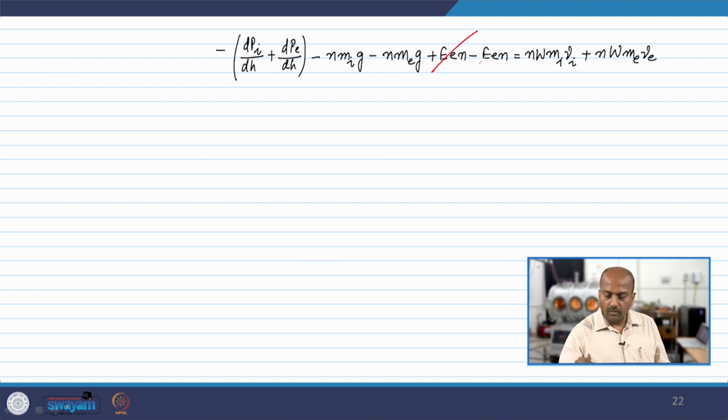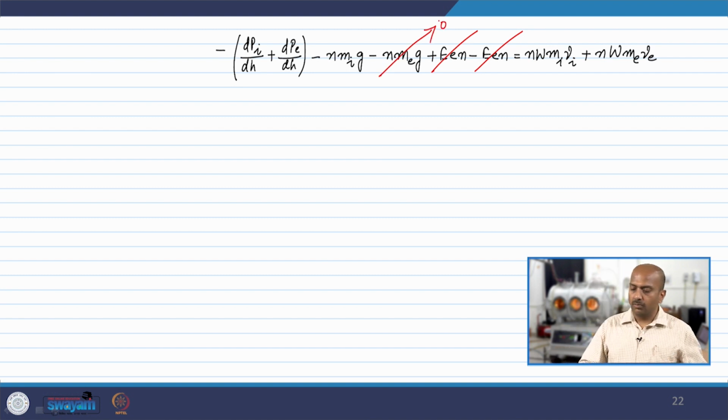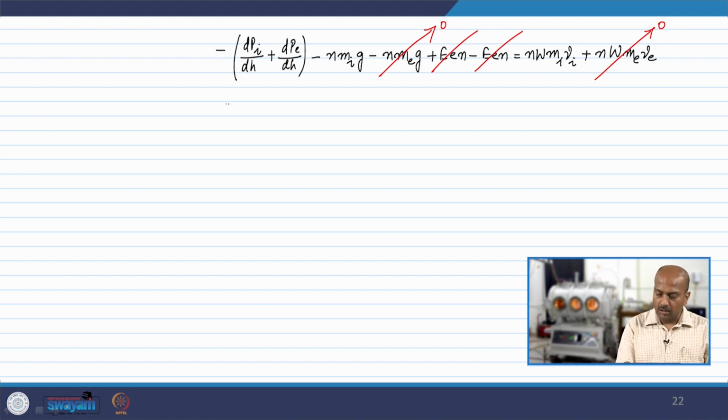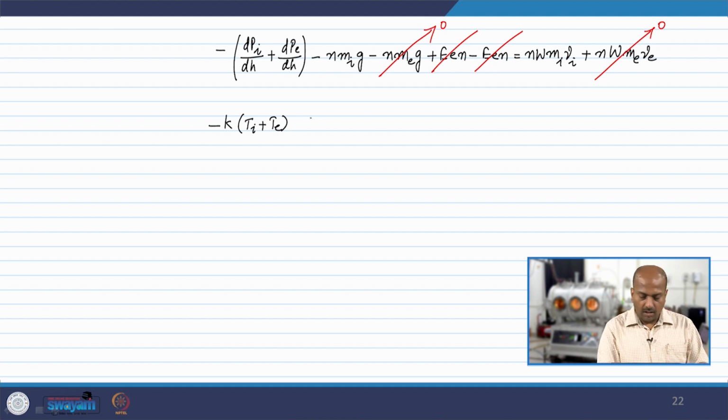So, this will get cancelled and this will be very, very small because of the mass of electron being very, very small, can be neglected, and this one also can be neglected. Coming back, removing all the terms which have been neglected or cancelled, we can write minus k (Ti plus Te) times dN by dH. I have used P is equals to nkT and got this, minus n mi g is equals to n w mi nu i.